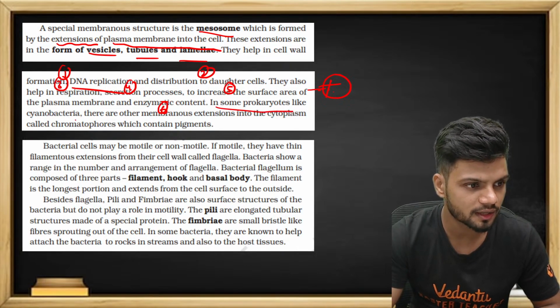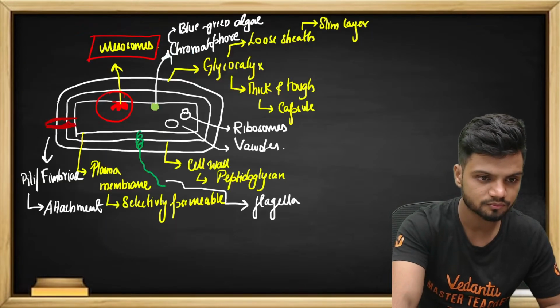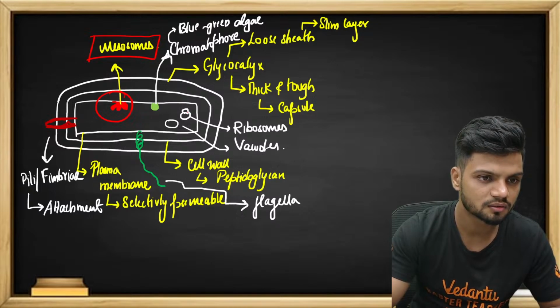In some prokaryotes like cyanobacteria, there are other membranous structures in the cytoplasm called chromatophores, which contain pigment. See, cyanobacteria, blue-green algae, chromatophores.